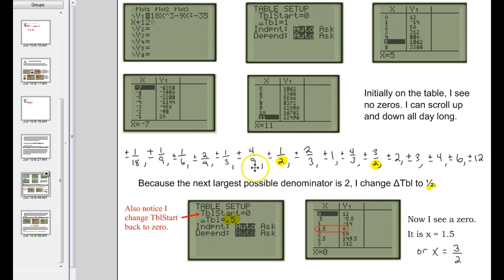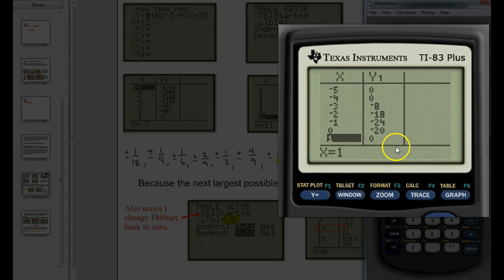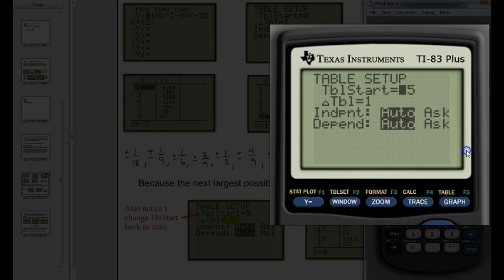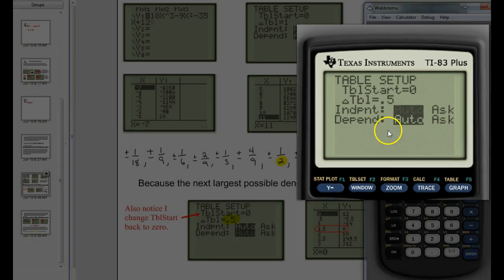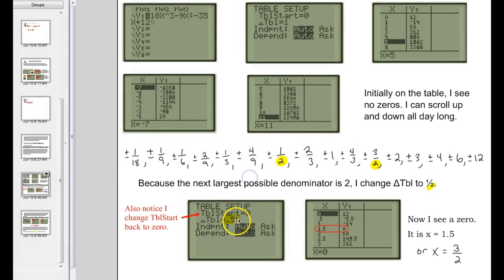So what do I do? Here's my list. Notice the next biggest denominator after a denominator of 1 is 2. So now I change delta table to 1 over 2, which is the same thing as a half. Literally, when I go to table set, I change this to 0, and then I change this to 1 divided by 2, 1 divided by the next biggest denominator, but when I hit enter, it by default goes back to a decimal.